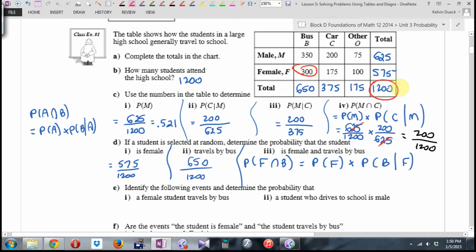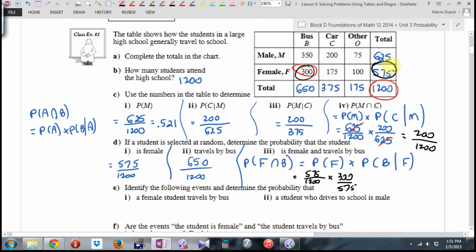Yes. But I can also get it, I'm trying to show you there's two ways to get this. And if you have the table, I'd absolutely do it that way. What if I didn't have a table? Well, then I would say, you know what? I already figured out the probability that she's female. It's 575 out of 1,200. And what's the probability of bus given that she's female? Well, that's going to be 350. Sorry, not 350, Mr. Dueck. Try that again. 300 out of 575. That right there, out of that right there.